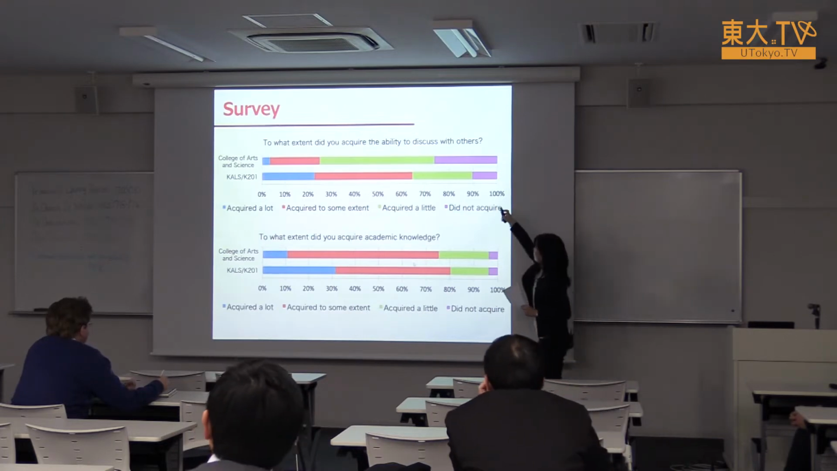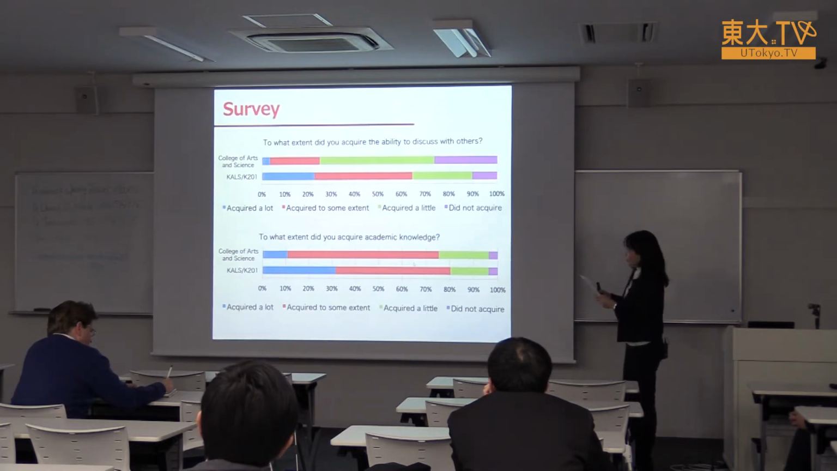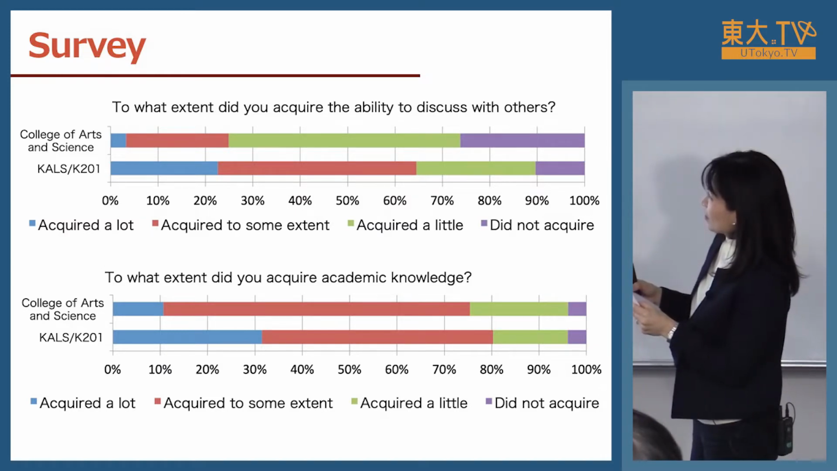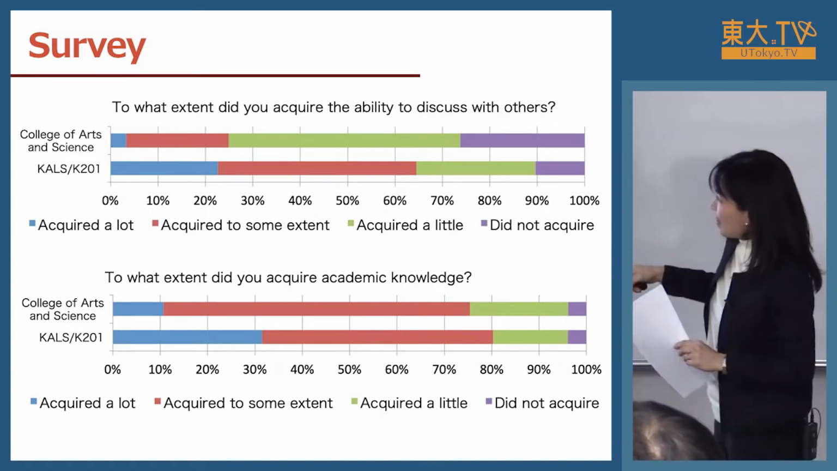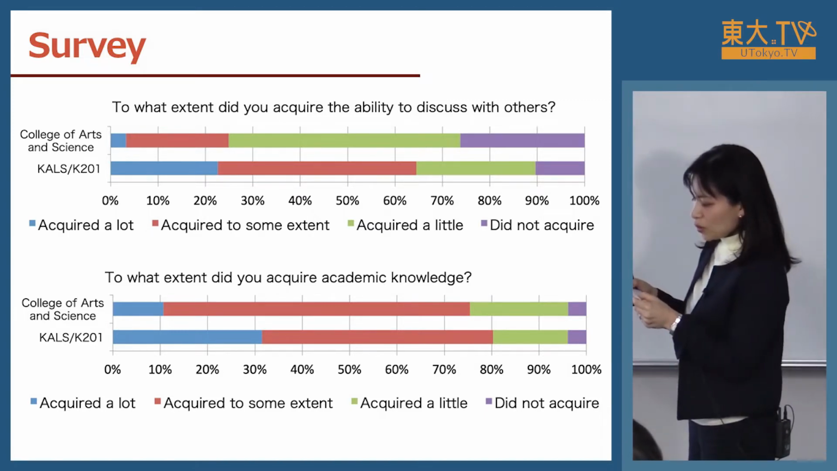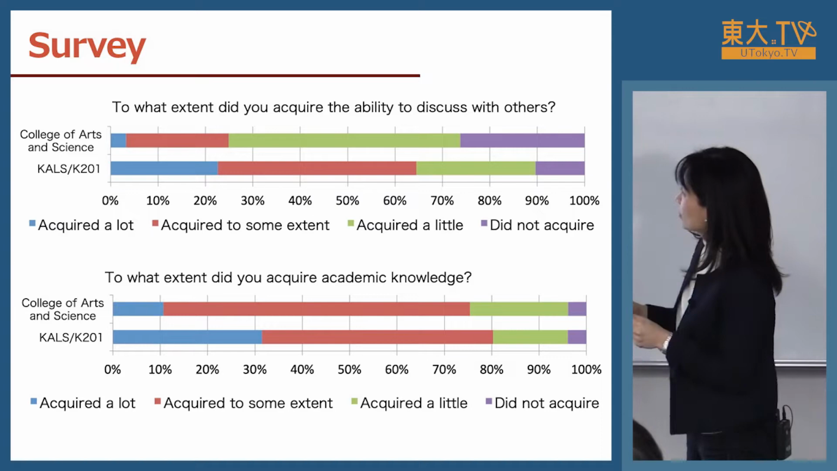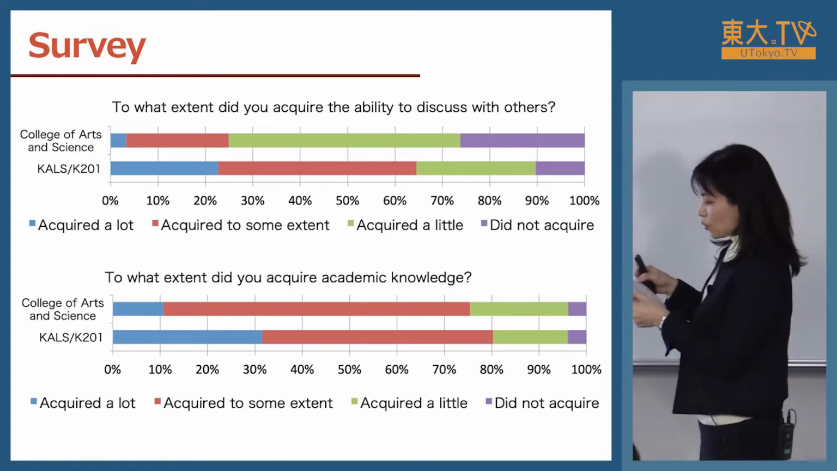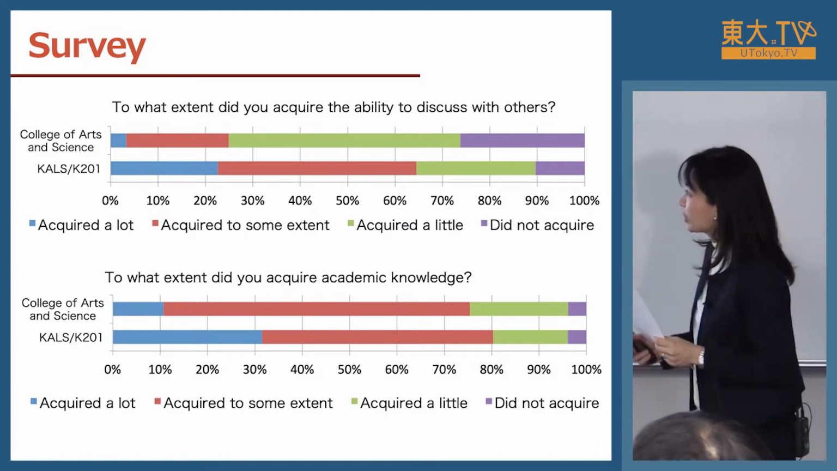So it's over here, the blue and red. More than 90%. It's acquired and acquired to some extent. Sorry, it's reached over 65%. And in contrast, combined responses only reached up to 20% from the entire Komaba campus. So this result shows how AL-based classes have a different impact on students' learning.